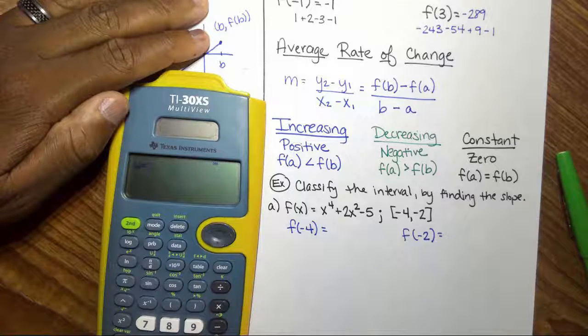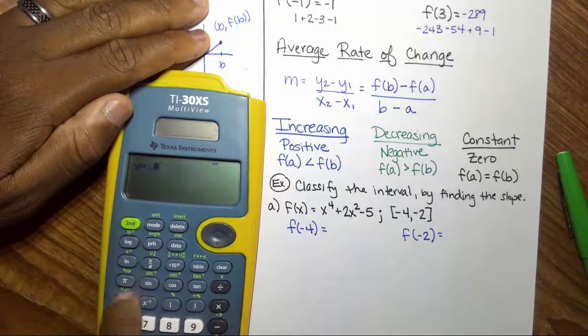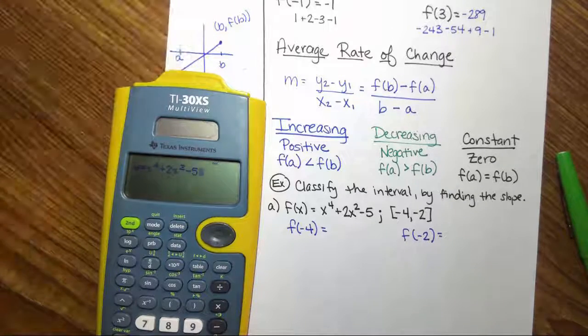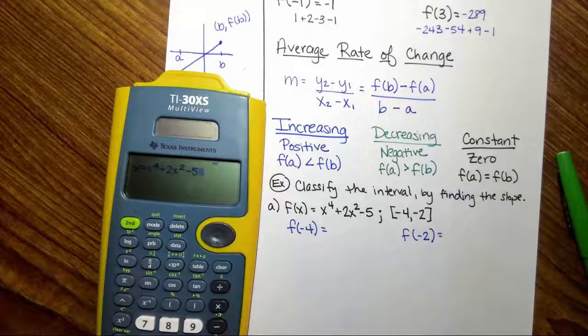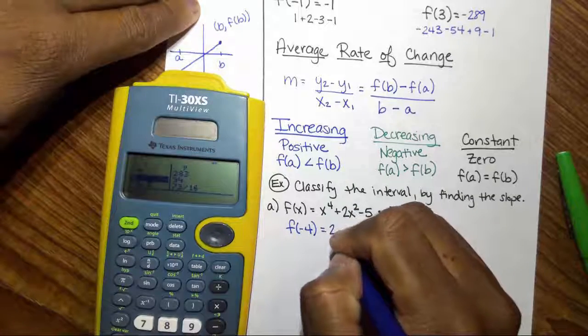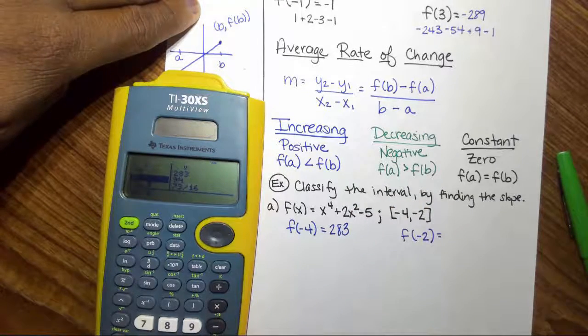So in your table, you're going to type this function in again. Make sure your calculator is set to the Ask X values. Press OK. You're looking at -4. What do you get at -4? Thank you. So at -4, I get 283. And at -2, what do you get? 19.